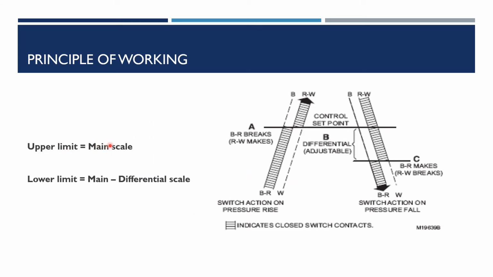Regarding the upper limit and the lower limit, we can find the upper limit directly from the main scale. If you are able to read the main scale value, you can set the upper limit. For the lower limit, you need to subtract the differential scale in your pressure switch from the main in order to find it. So if you want to set your upper limit to 45, then you have to set your main scale to 45.